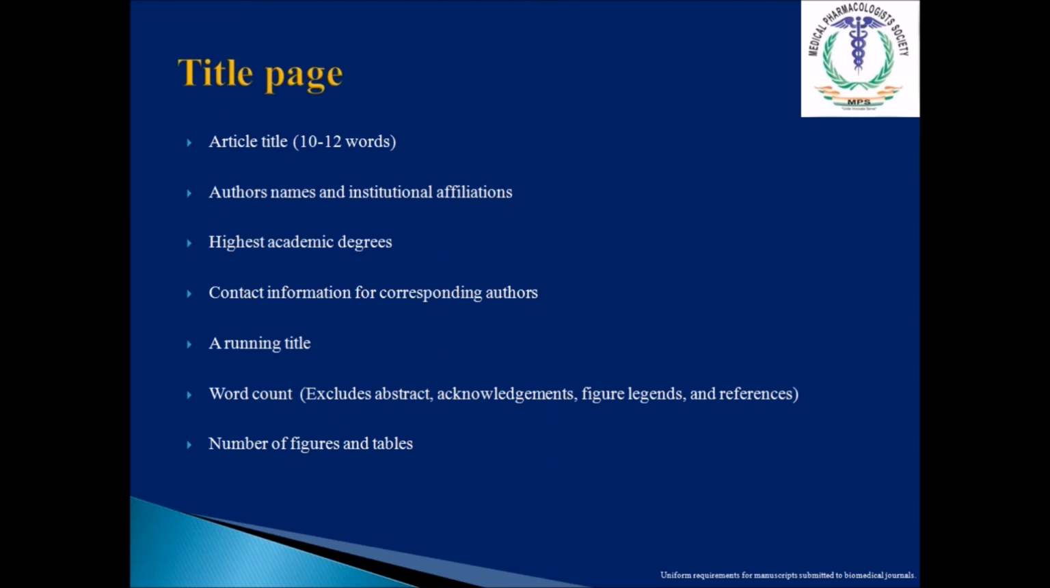You also have to make a running title. If your title is too long, then you have to cut it short and make a running title for that particular paper. Always give the word count, because the journals specify that in the abstract you can have only 250 words. In the main text you can have only 4,000 words. So you need to show them that my abstract contains so many words, my main text contains so many words. And usually for counting the words, we exclude the abstract, acknowledgement, figure legends, and the references. So those 4,000 words are excluding references and the other parts, which is a significant enough size to write a paper. Also write how many figures and how many tables you are including in the paper.